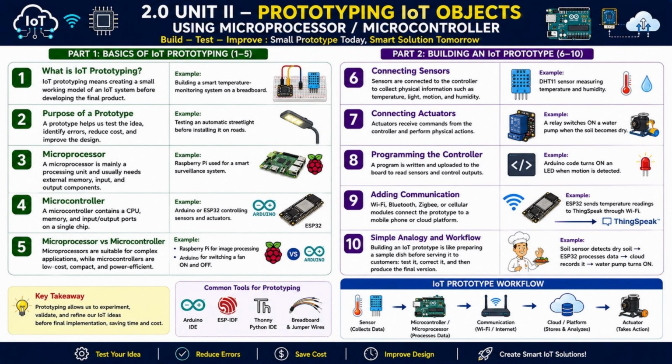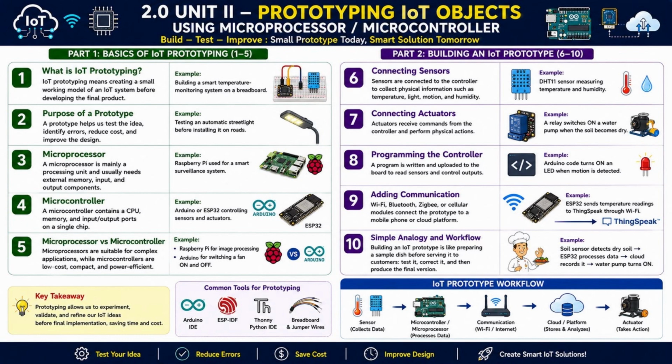Sir, what is the difference between a microprocessor and a microcontroller? We want to learn it. Microprocessors are suitable for complex applications and general purpose use, while microcontrollers are very low cost, compact in size, and power efficient also. But for specific applications only, microcontrollers are used. That you should remember.